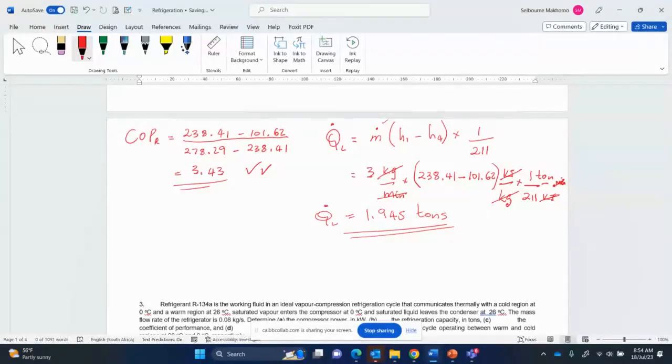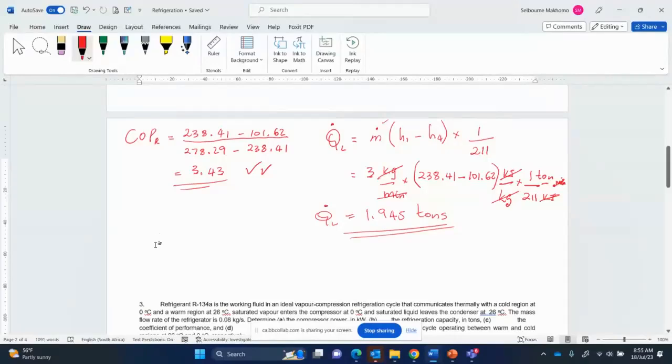But if you are to express it in kilowatts, you remove the 1 over 211 and then you convert that kilojoule kg per minute to per second. But in this case, the question says determine QL in tons of refrigeration. That's what the question is asking for.